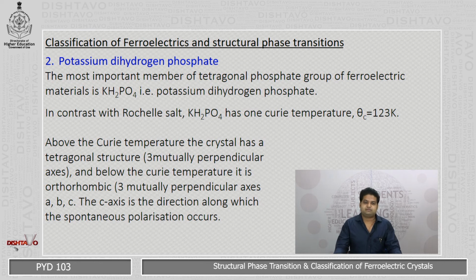Moving to the next interesting ferroelectric material, that is potassium dihydrogen phosphate. It is the most important member of the tetragonal phosphate group of ferroelectric materials, KH2PO4. In contrast to the Rochelle salt, it has only one Curie temperature. In case of Rochelle salt, you had two Curie temperatures where the phase transition would take place. Here it has only one Curie temperature, that is 123 Kelvin. Above this Curie temperature, the crystal has a tetragonal structure, and below the Curie temperature, it has an orthorhombic structure. And this is because of the C-axis, that is the direction along which the spontaneous polarization will occur.